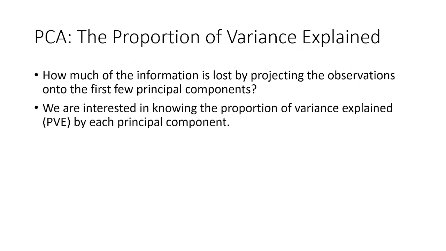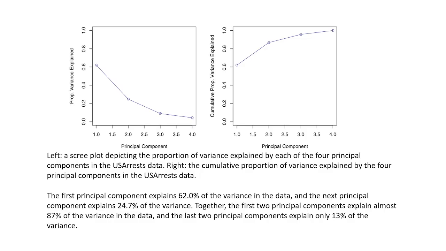Now we would like to look at the proportions of variance being explained by each of the components. So how much of the information is lost by projecting the observations onto the first few principal components? Imagine if you deal with large data sets, with lots of p features, and then you just reduce the dimensions into 4 to 5 components. You want to know how much of the information is actually lost. So basically we're interested in knowing the proportions of variance explained, or the PVE, by each of the principal components. So look at this one.